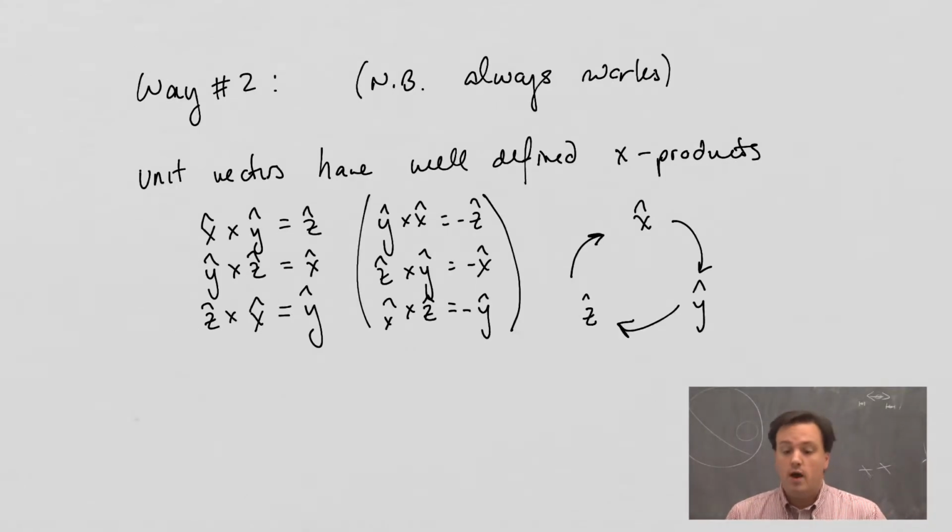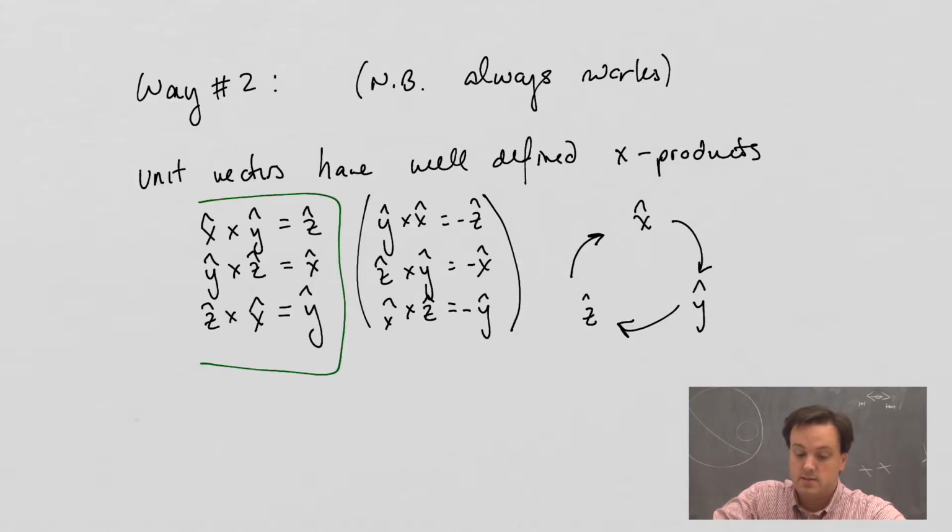Way number 2, which is an interesting way, is actually to use components. And now this is sort of the standard. This is the gold standard way of doing right-hand rules because it is always going to work. If you can write down two vectors in terms of components in any coordinate system, then you can calculate the right-hand rule using components. But what you need is the definition of all of the cross products of individual components.